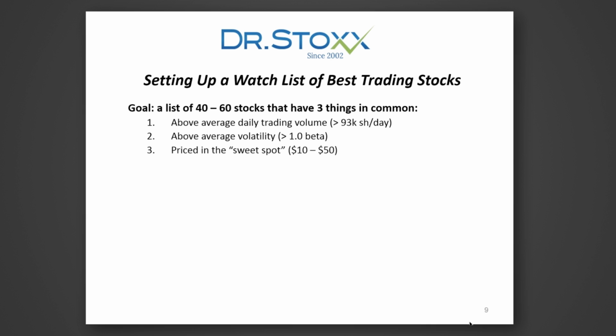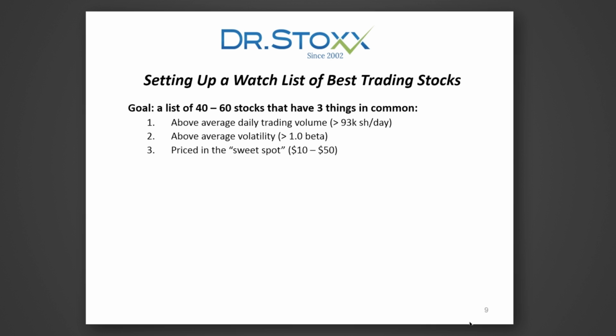Thirdly, I like to find stocks that are priced in what I call the sweet spot. There have been a lot of studies done on risk to reward ratios and which price range best maximizes the risk to reward ratio. So you can have stocks trading under $10. Many people do like to trade stocks that are priced under $10. I, as you know, publish a whole newsletter focusing on stocks under $10.